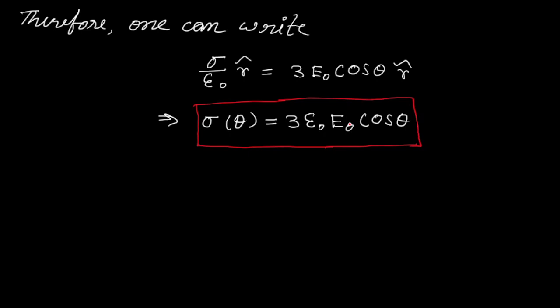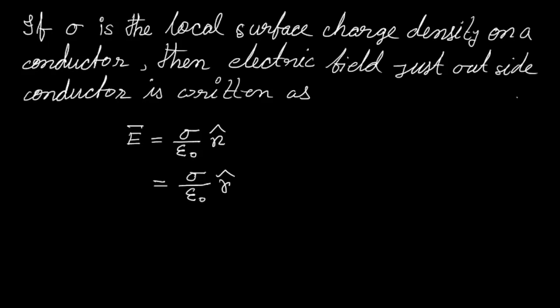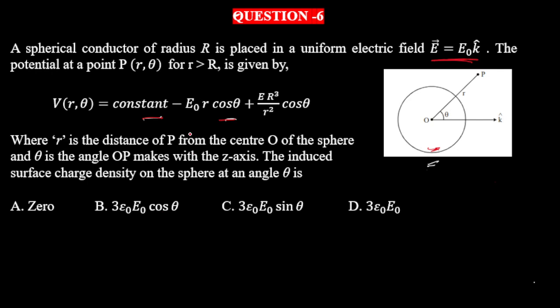And on the z-axis it will have its maximum value when theta is 0, and it will vary as theta changes from 0 to pi. Okay, so this is the induced surface charge density on the sphere. So what will be the correct answer? Our correct answer will be option B: 3 epsilon naught E naught cos theta.